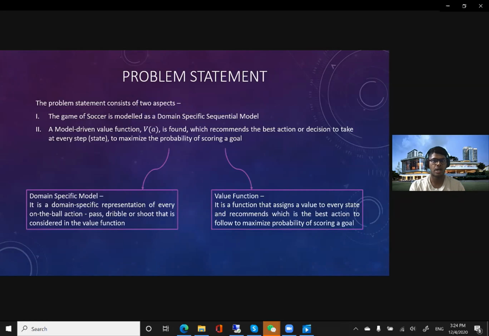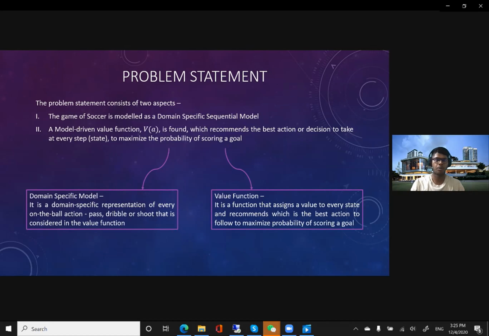So now let us look at our problem statement. Our problem statement is divided into two main aspects. The first is to model the game of soccer as a domain-specific sequential model. And the second part is to create a value function that is able to assign a value to every state that can occur in the game of soccer and then recommend the best action or decision to take at every step of the sequence in order to maximize the probability of scoring a goal.